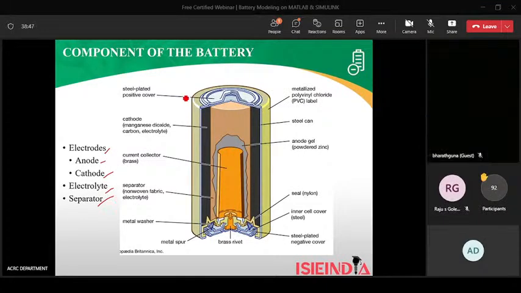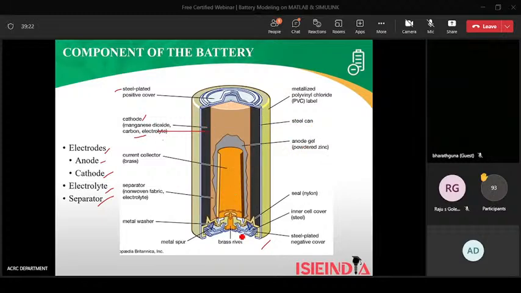So here we can see the exploded diagram of a battery. Here it is the steel plate. This is the positive part of the battery, and apart from this, all of these are the negative part. So we can see the entire construction of the battery. Like here this is the cathode, which is made up of magnesium dioxide, carbon or electrolyte. And this is the steel can, the anode gel.